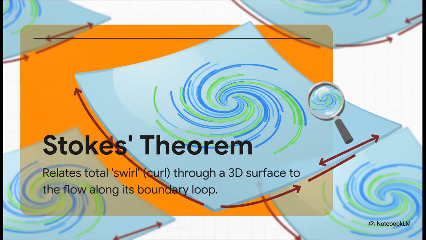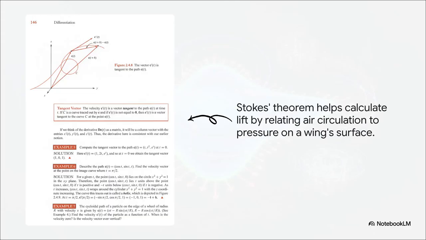Same idea, just curvier. And here's a fantastic application: making planes fly. Stokes' theorem is absolutely fundamental to understanding lift. It lets engineers connect the circulation of air flowing around the edge of an airplane wing to the pressure differences across the entire wing's surface. And that's the magic trick, you see. It turns a really complex surface problem into a much, much simpler line problem.